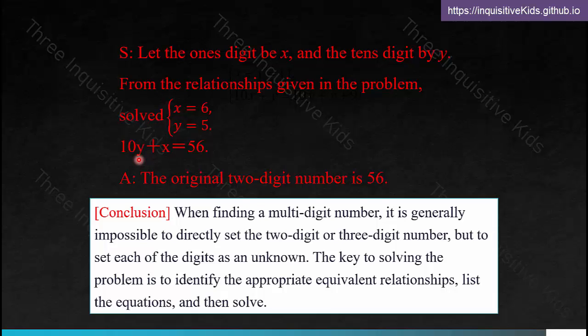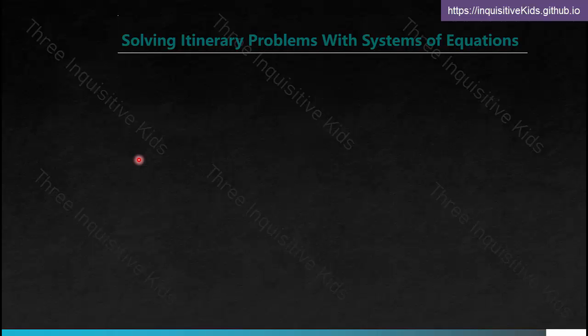When finding a multi-digit number, it is generally impossible to directly set the two-digit or three-digit number. So you can't just say that a three-digit number is A, or that a two-digit number is, I don't know, O. But you should set each of these digits as an unknown. The key to solving the problem is to identify the appropriate equivalent relationships, list the equations, and then solve. These are the simple steps that every other type of word problem involving systems of equations requires.